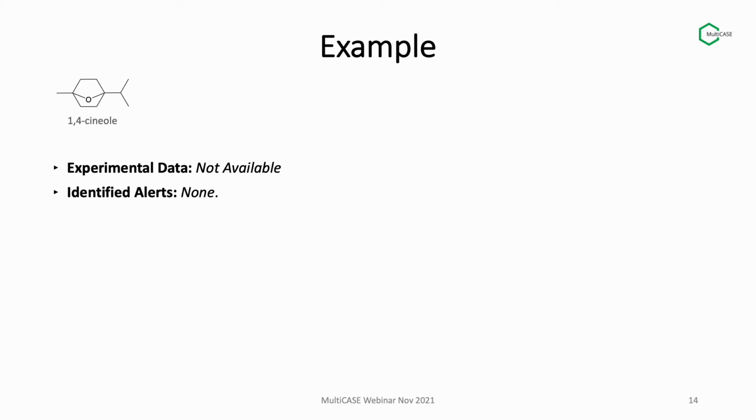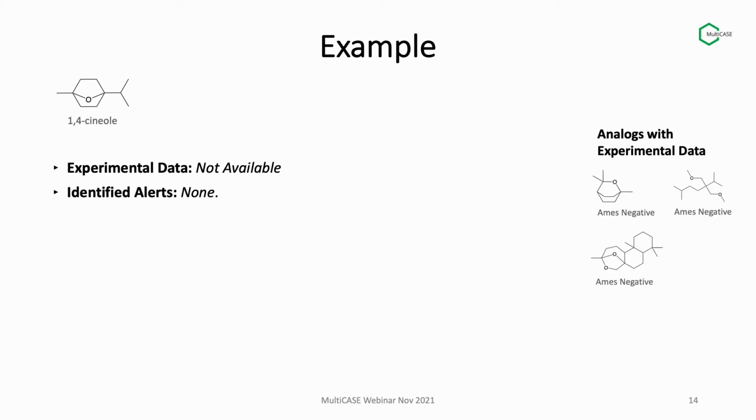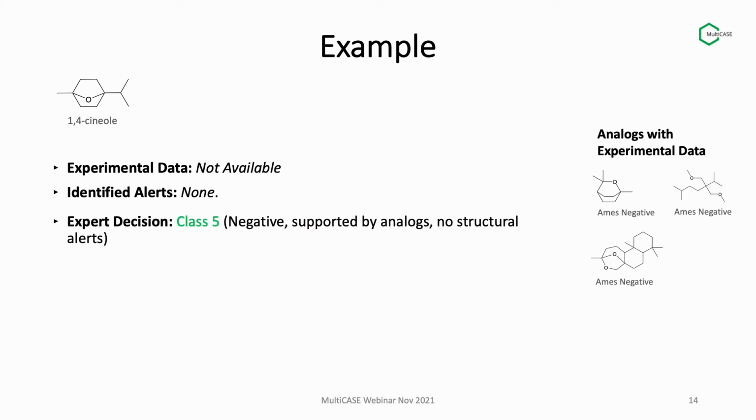We can reach our decision that it's a class 5 compound, but let's look at some closely related structure analogs to reinforce our decision. So here are some analogs that we found from the Consolidator, and looks like they all have the same type of functional groups and they are all Ames negative. So with that in our hand, we can arrive at our expert decision that it is a class 5 compound. It's negative based on no structural alerts identified, and the decision is also supported by related analogs.